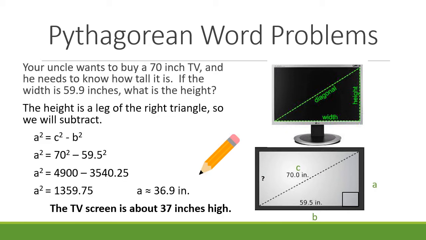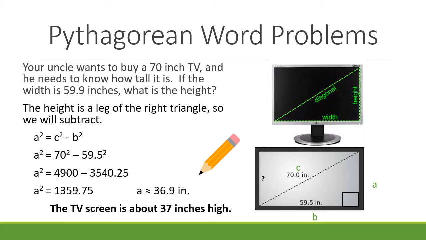I'm going to label the one that looks like a rectangle A, B, and C. The diagonal is always the hypotenuse, C. The width, I know, is 59.5 inches. And the question is, what is the height along the side? So I've labeled that A. Since the height is a leg of the right triangle, we need to subtract. A squared equals c squared minus b squared. When we have our diagram, it's easy to see the numbers we need to substitute: 70 squared for c squared and 59.5 squared for b squared.